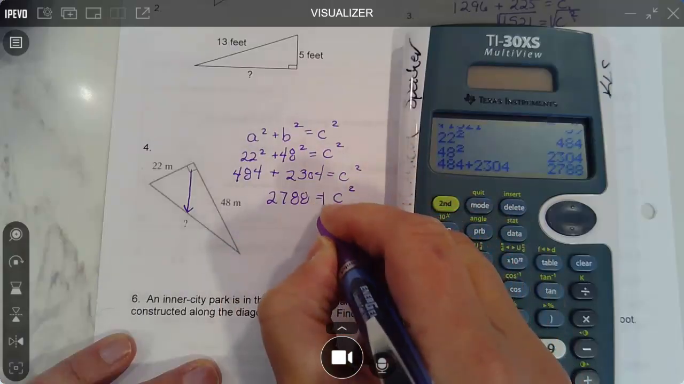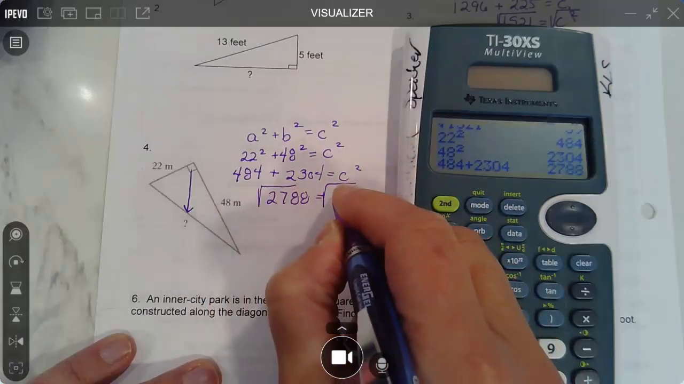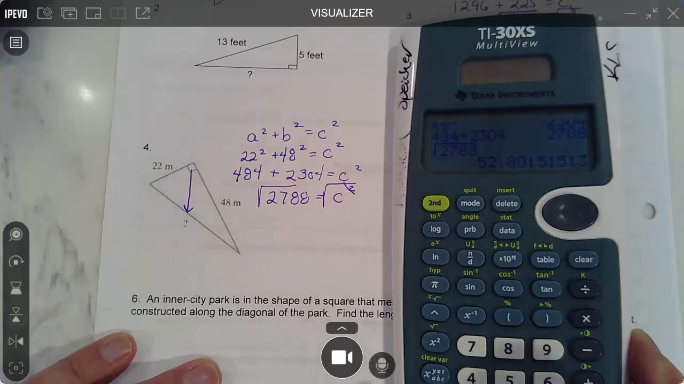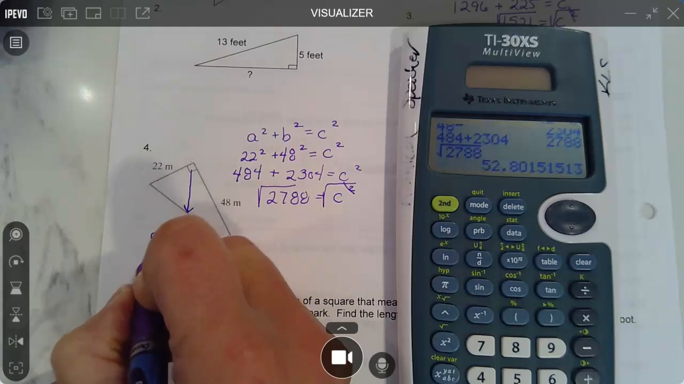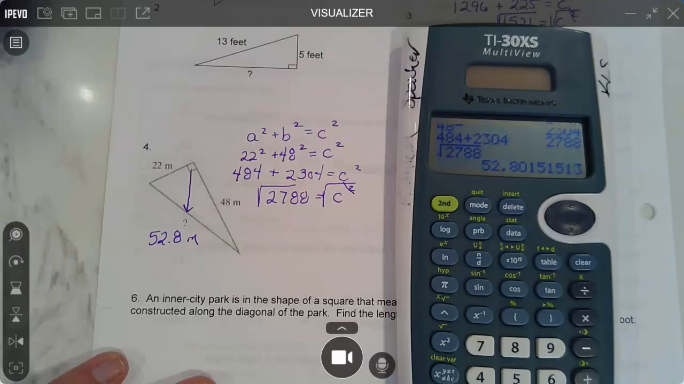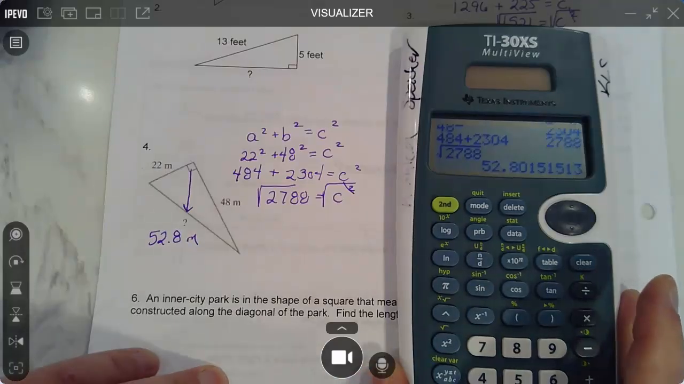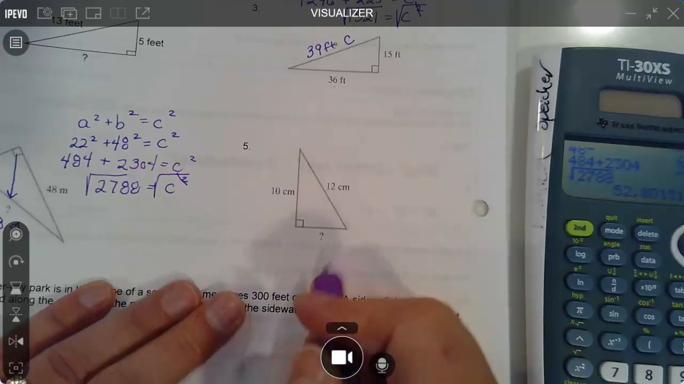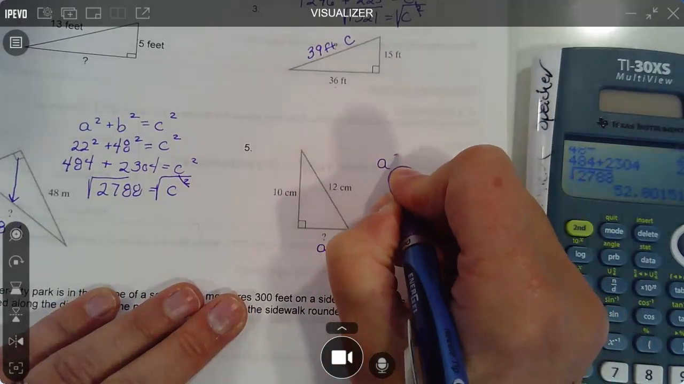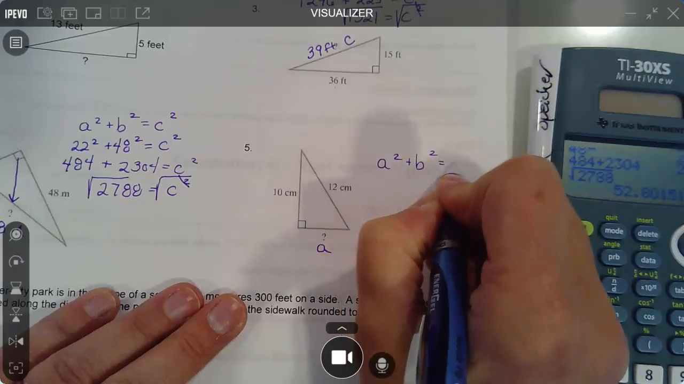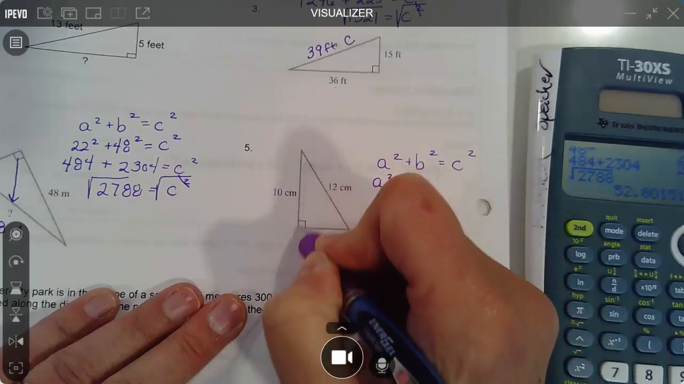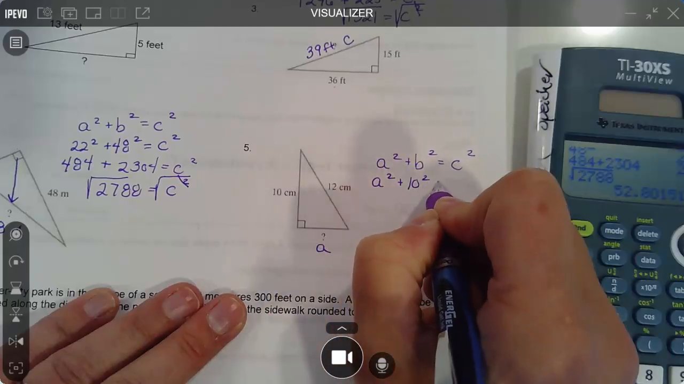And to undo a square, we take the square root. So 52.8 meters. All right, let's try the last one. It looks like we're missing a leg, so I always let it be a. So a squared plus b squared equals c squared. We're missing a, but we're given the other leg, that would be 10.